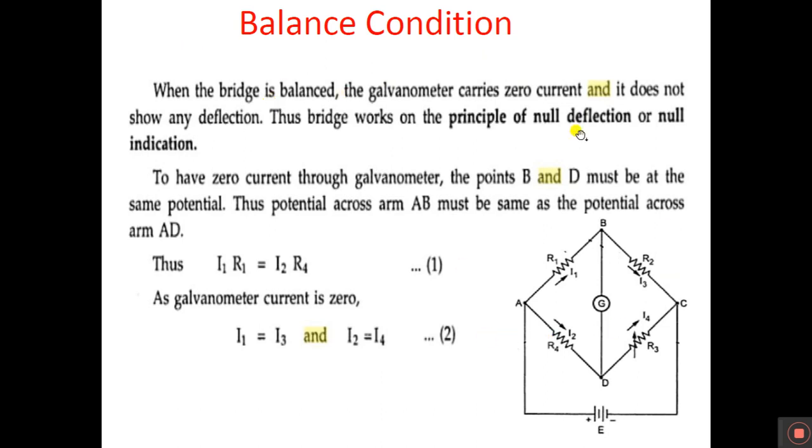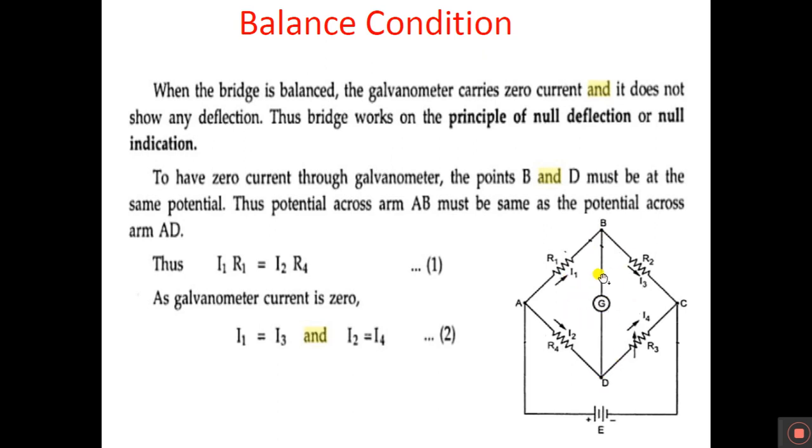To obtain the balance condition, we need to adjust the resistance values. When the bridge is balanced, the galvanometer carries zero current and it does not show any deflection. Thus, the bridge works on the principle of null deflection or null indication. To have zero current through this galvanometer, the points B and D must be at the same potential. Same potential means same voltage. Then only we can get zero current here.